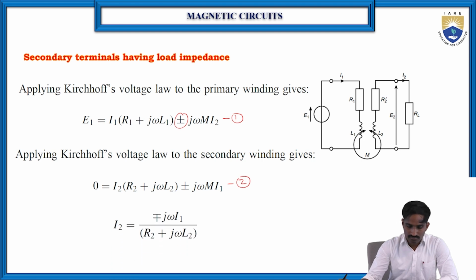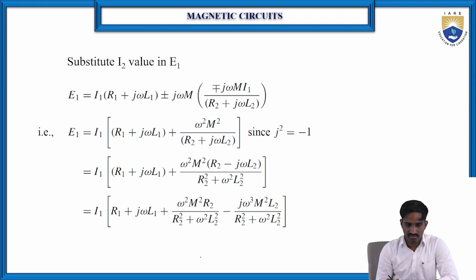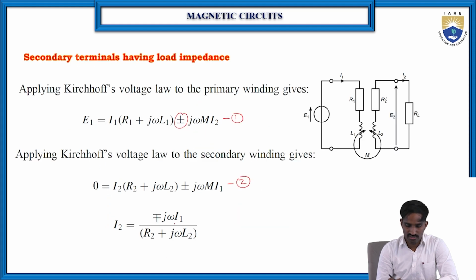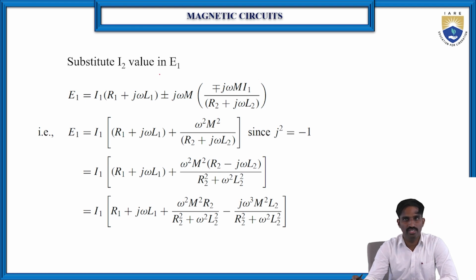Then from equation number 2, we can find the value of I2, which is equal to plus or minus j omega M I1 by R2 plus j omega L2. Then after that, substitute this I2 value that we have calculated from equation number 2 in equation number 1, which means substitute the I2 value in E1.